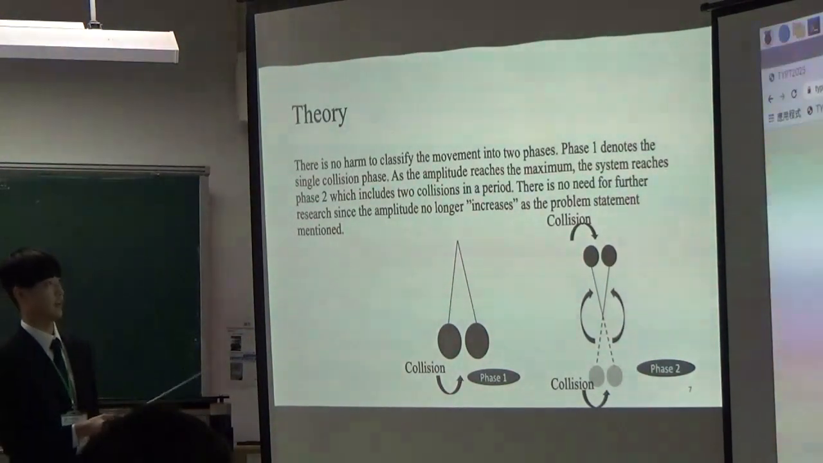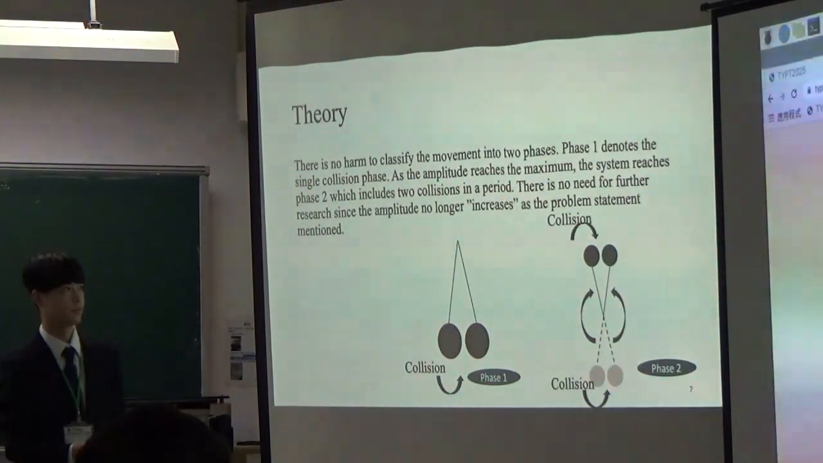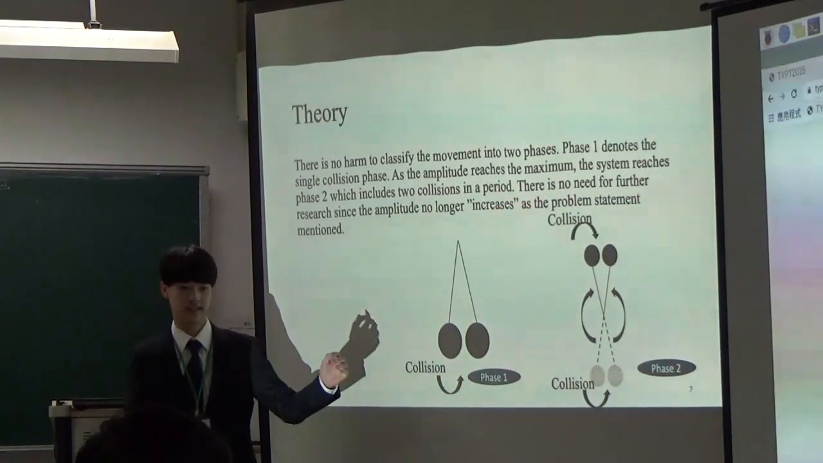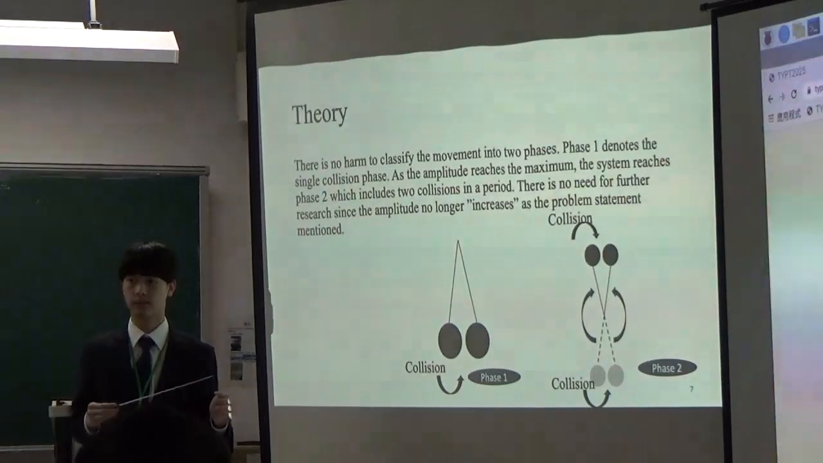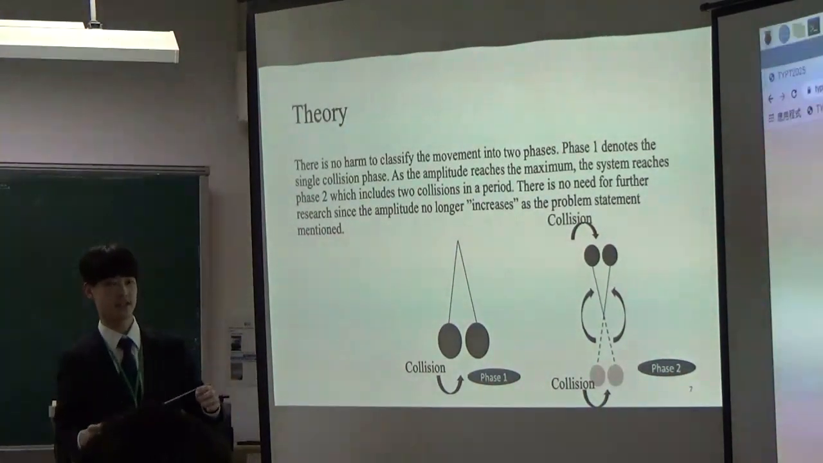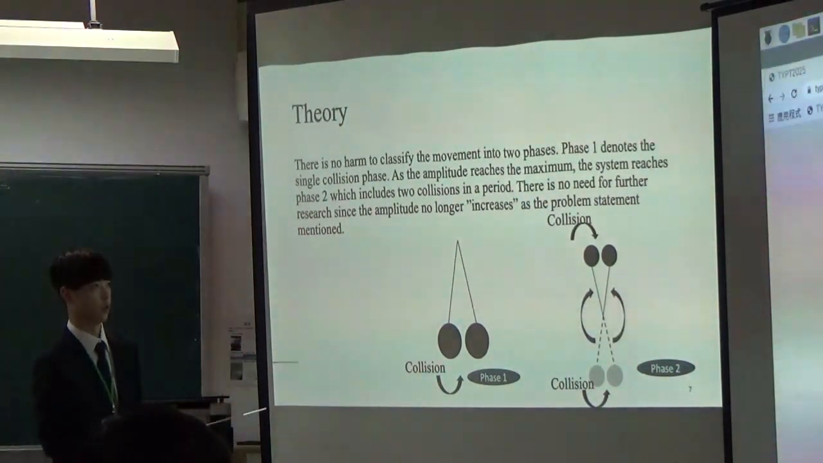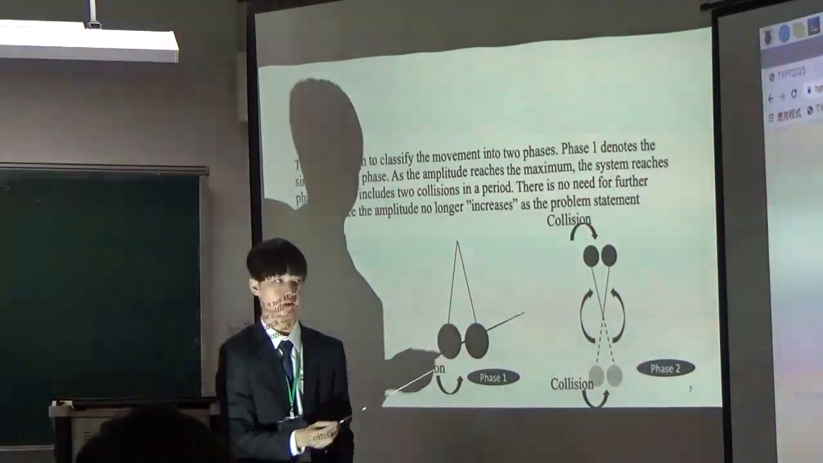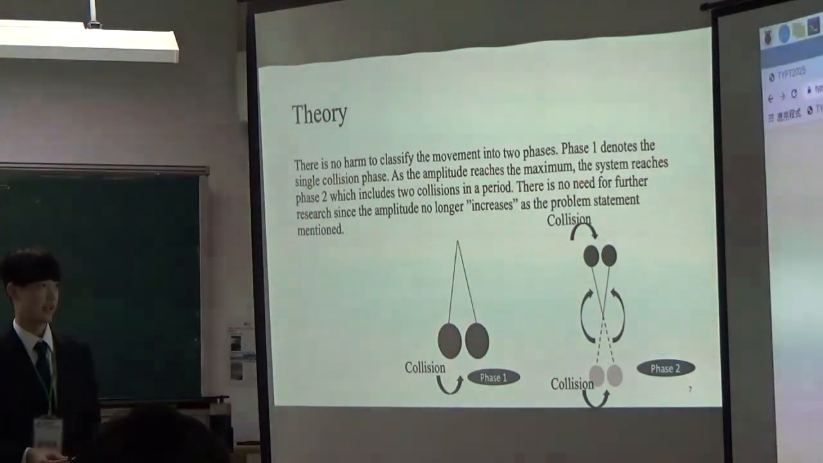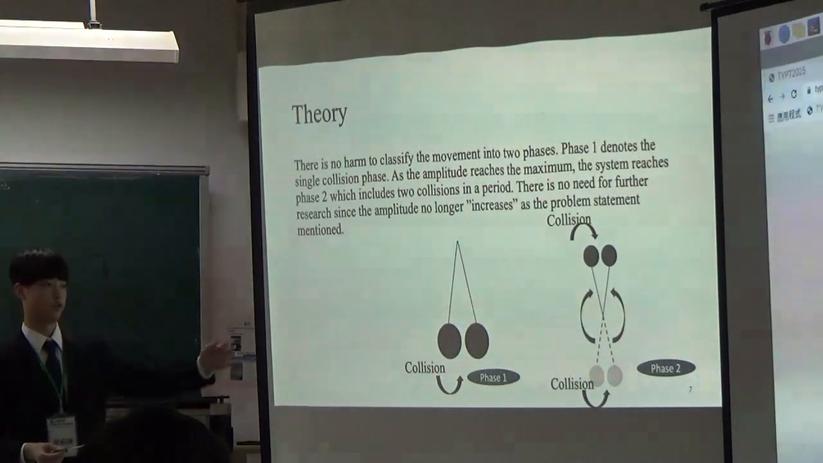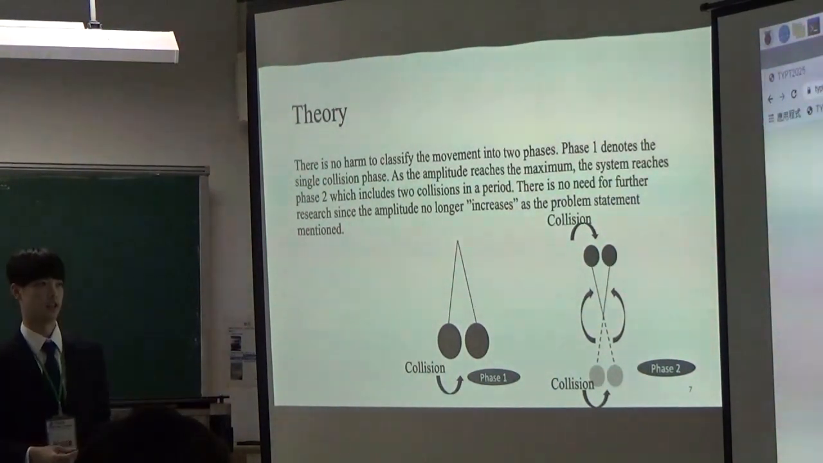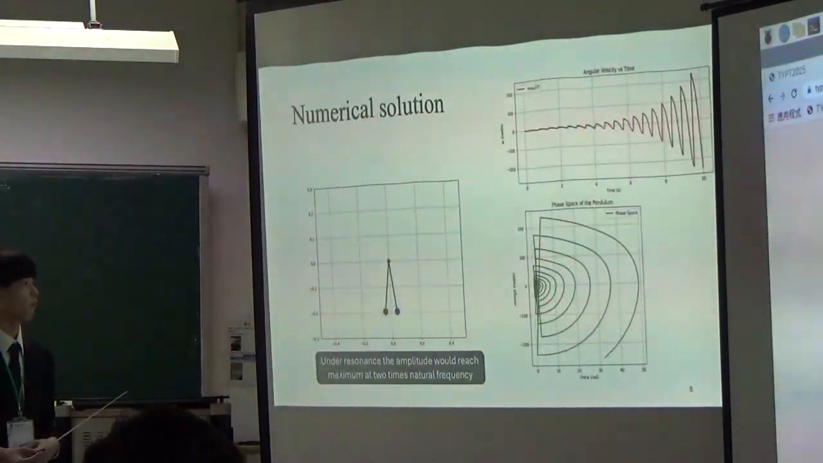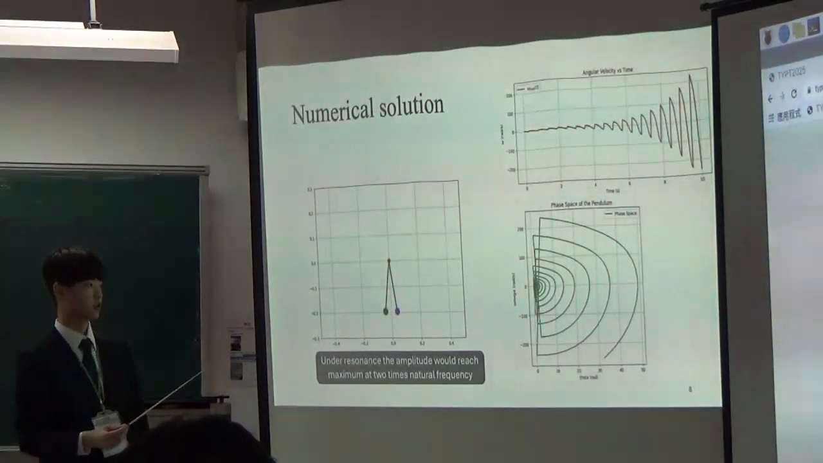Here we can classify the movement into two phases. Phase 1 denotes the single collision phase. As the energy accumulated, the system reaches its maximum amplitude, which will lead to phase 2, which has two collisions in a period. And there's no need for further discussion of phase 2, since the amplitude doesn't increase, as the problem statement mentioned. Here is the numerical solution.